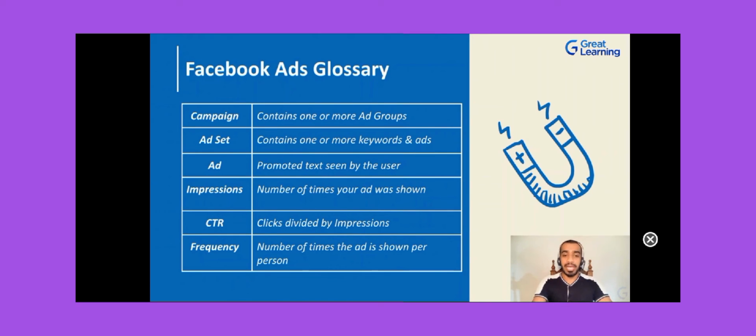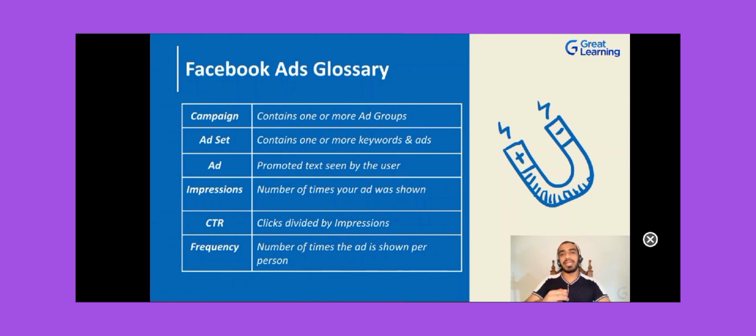So there is impressions, which means the number of times your ad was shown. Impression counts each time the ad was shown. A very similar term is reach. Reach means the unique number of times your ad was shown to each person.